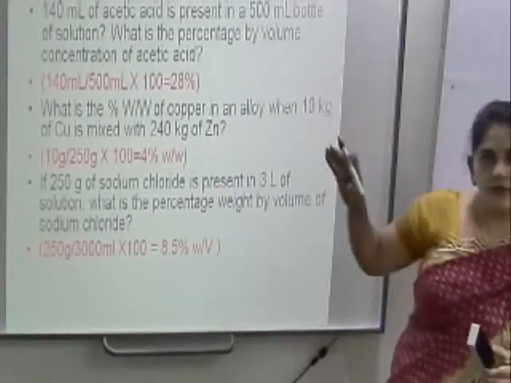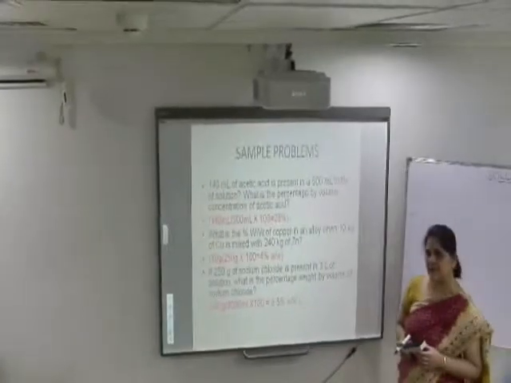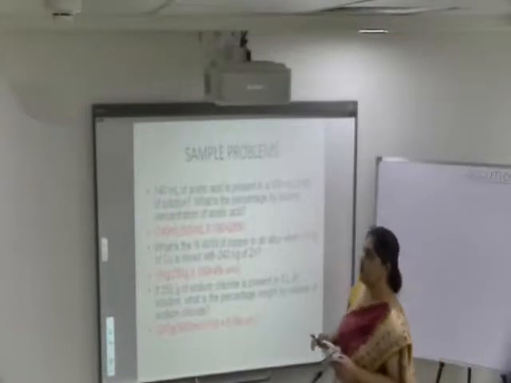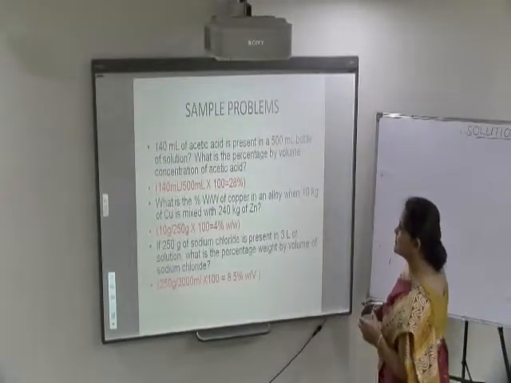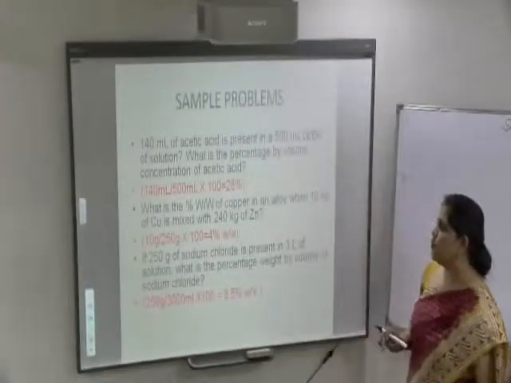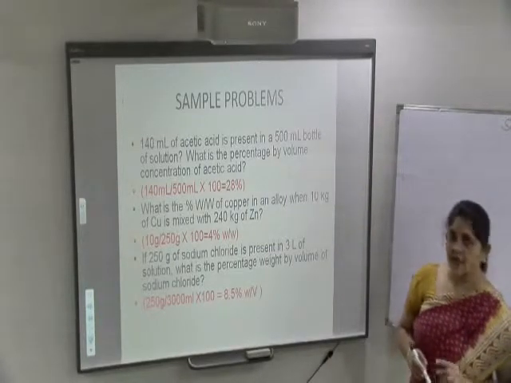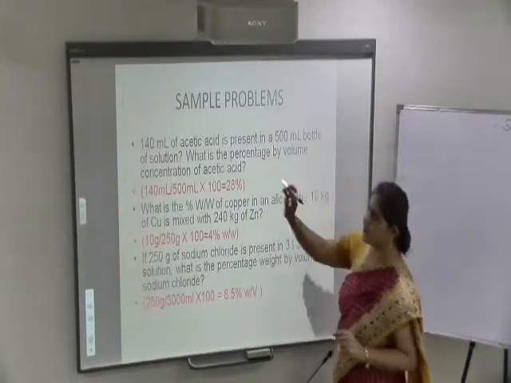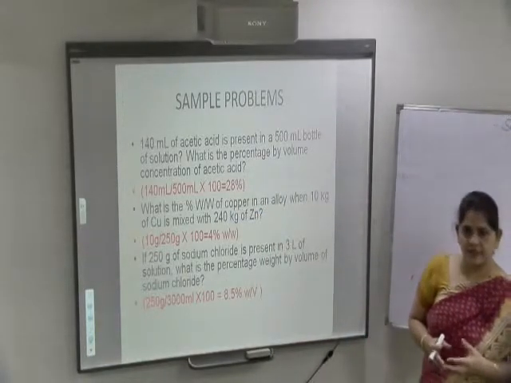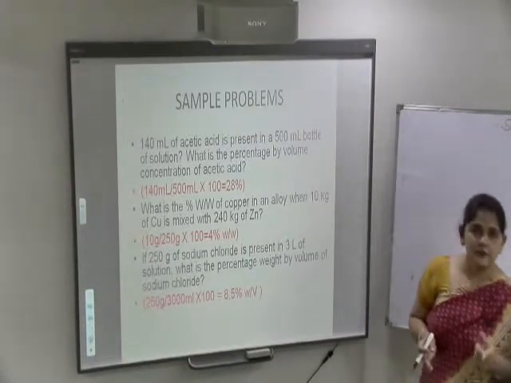Okay, let's talk about a few problems. Let's solve a few problems based on these two ways of representing the concentrations. The first example: 140 ml of acetic acid is present in a 500 ml bottle of solution. What is the percentage by volume concentration of acetic acid? The first thing to see is that 140 ml of acetic acid is present in 500 ml of solution. That means the dispersed phase is acetic acid, that means the solute.